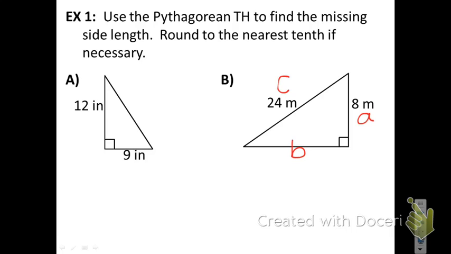Okay, so let's try this. We're going to set this up. A squared plus B squared equals C squared. So what's our A squared? 8. Very good. So we have 8 squared plus B squared, which I don't have, equals 24 squared. What's C squared? It's 24 squared. Good job, Riley.